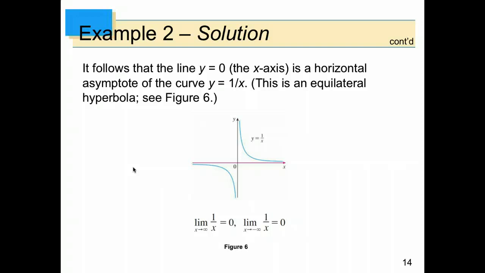And then here's what that curve looks like. So we know that the limit as x approaches infinity of 1 over x is 0, and it's the same for as x approaches negative infinity for 1 over x. And of course, if you studied these curves, this one's called the equilateral hyperbola.